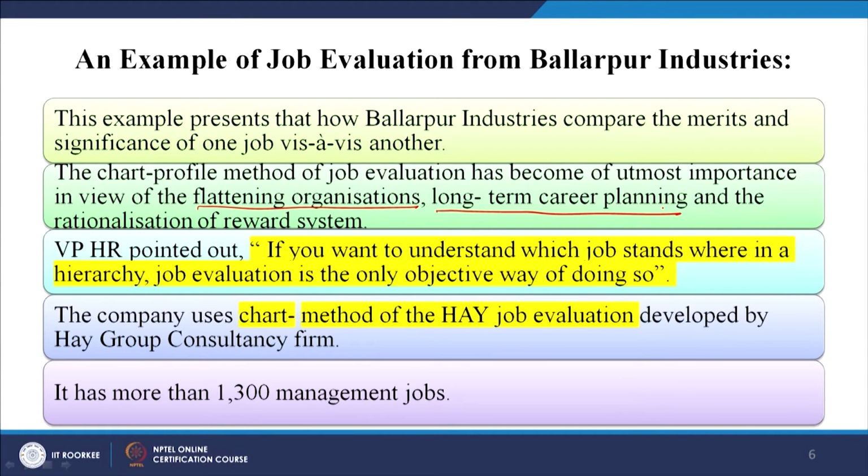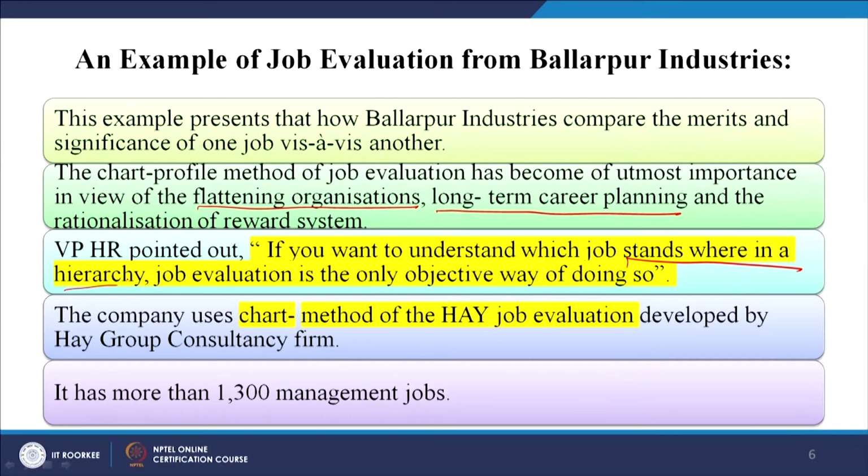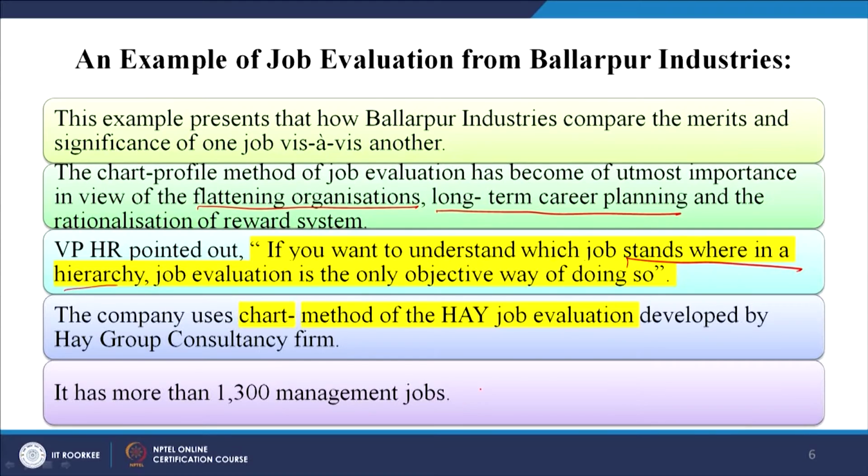The company uses the chart method of the Hay job evaluation, developed by the Hay Group consultancy firm. In this particular organization they have developed a chart, and in this chart they have classified jobs on the basis of ranking, that is, which job stands where in a hierarchy, and on the basis of their ranking and their nature of importance, accordingly the reward systems are provided.